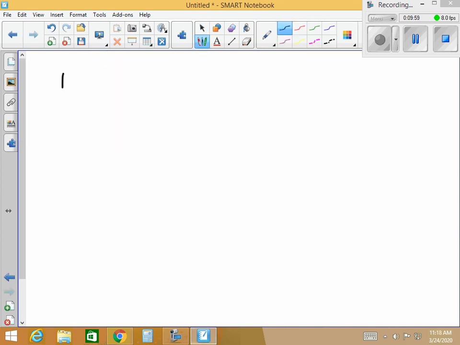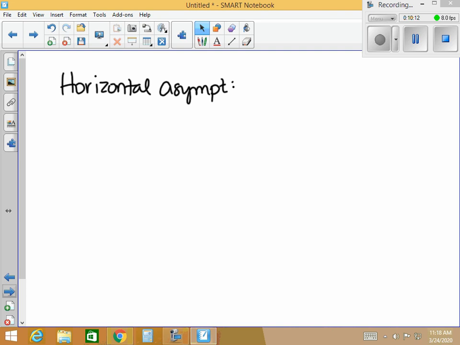Horizontal asymptotes. We are going to work on those and find those by looking at the degrees of the polynomials on the top and on the bottom. Hopefully you've spent some time with that worksheet that had the Desmos links in it. And please, please, please, if you haven't, go back and spend time with that. It'll help you hopefully to start making connections with these ideas.